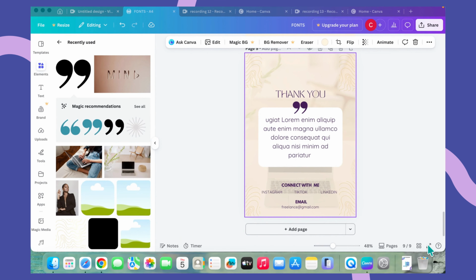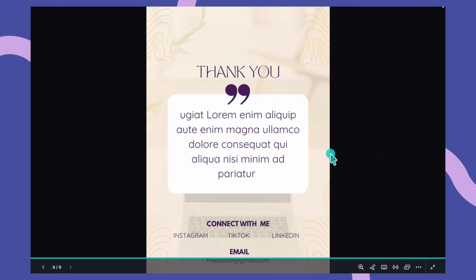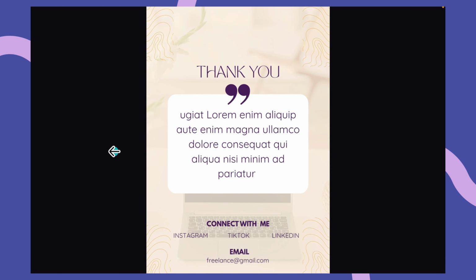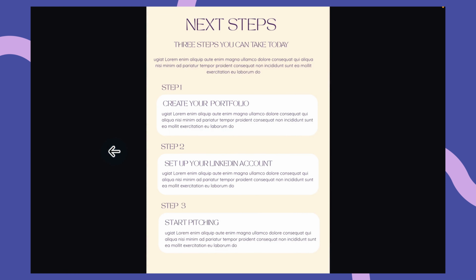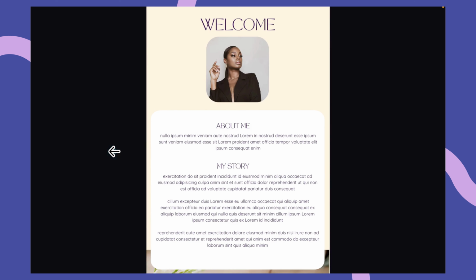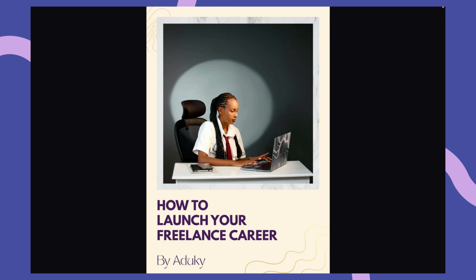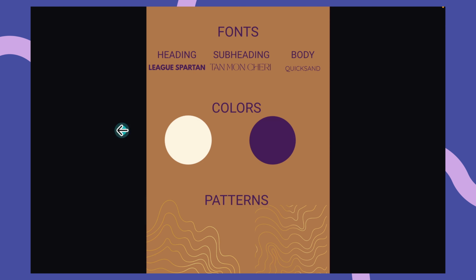Let's preview our work. I'm going to click on this button to expand so that we can preview the design. I'm going to go to the beginning and we can go through it from there. So let's go to our guide. Okay, so this is our guide that shows us our fonts, colors, patterns that we used for the design. Now I'm going to go to the right.